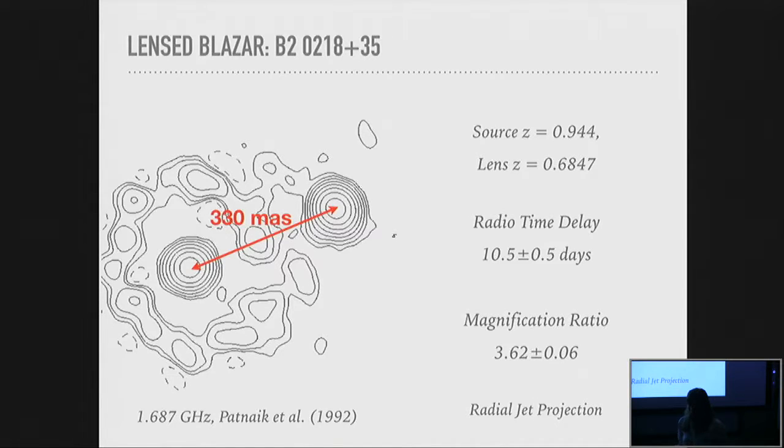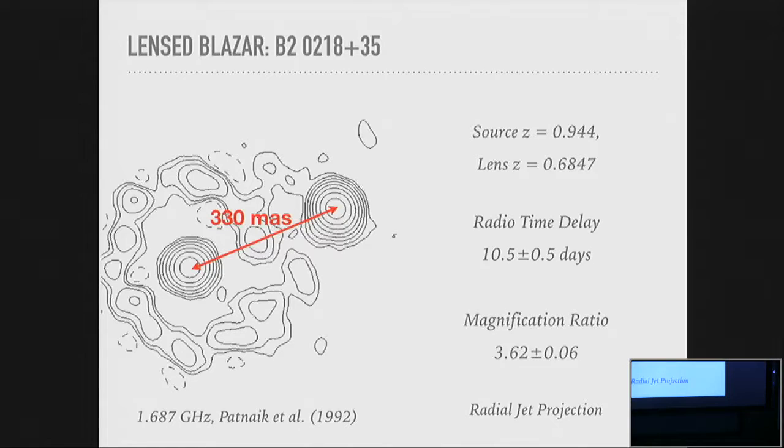And we have gravitationally lensed blazars, which are also gamma ray sources. One of them is B2 0218. Here you can see the radio contours of this source, where we can see well-resolved mirage images of the radio core, separated by about 330 milliarcseconds. And you can also see the Einstein ring, which is produced by the extended emission from the jet, which crosses the center of the lens.